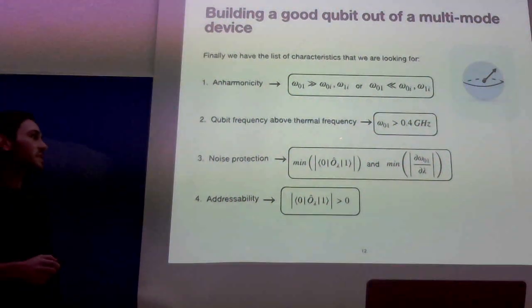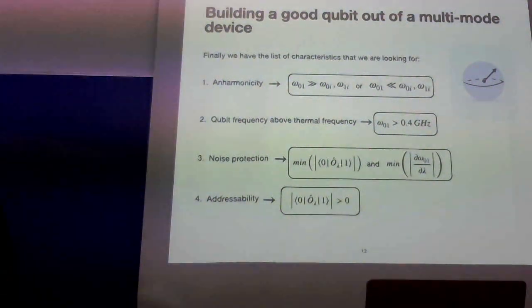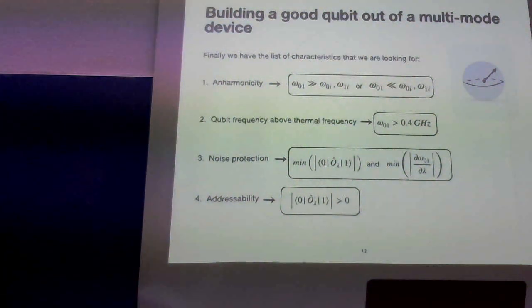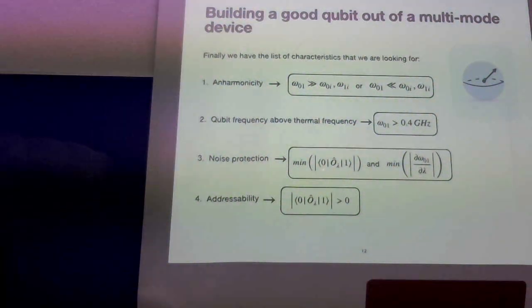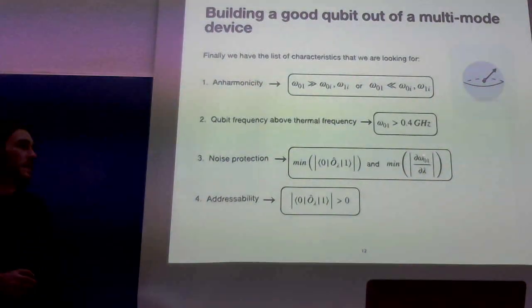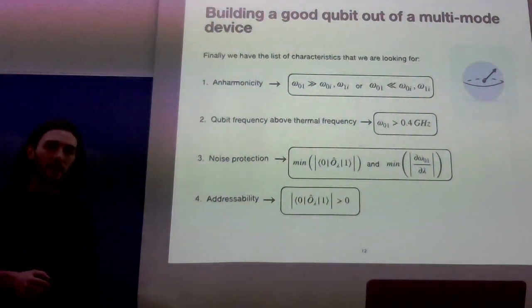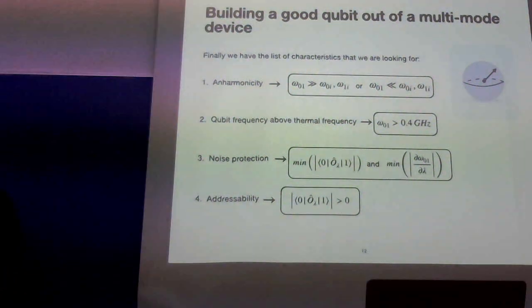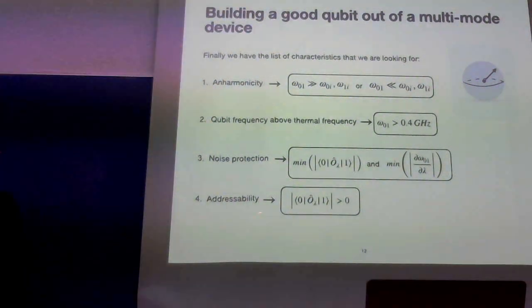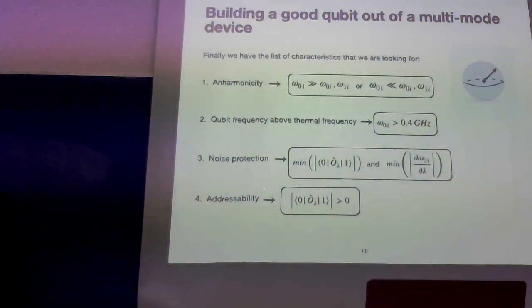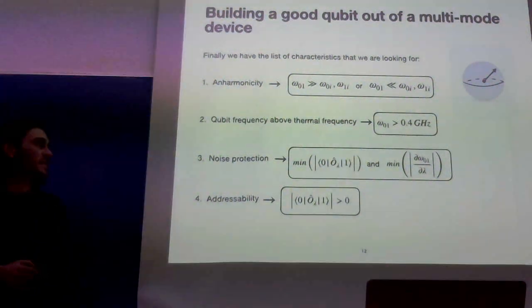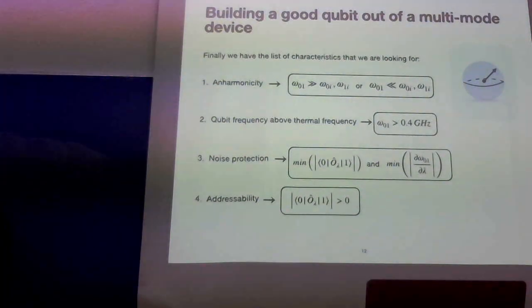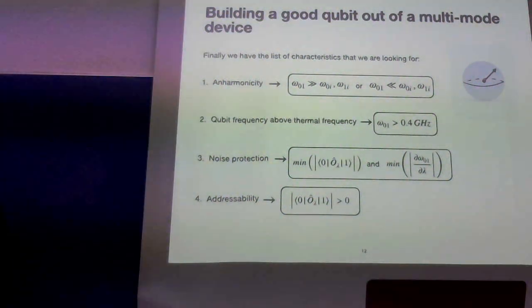To reach noise protection, we need to minimize the matrix elements that couple the two computational states to the noise operator, and also to minimize the variation of the transition frequency between the computational states due to these external errors. Finally, one thing I've not mentioned much: despite needing this to be small, we cannot make it zero because we still need to be able to address this transition using external sources.